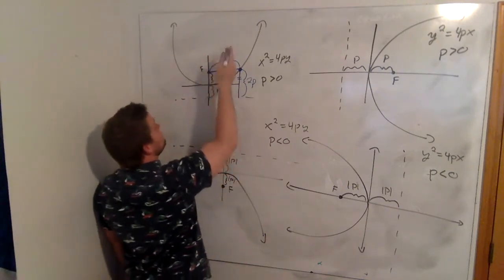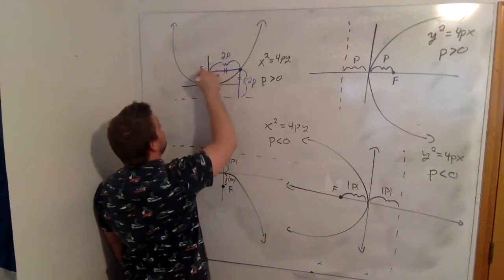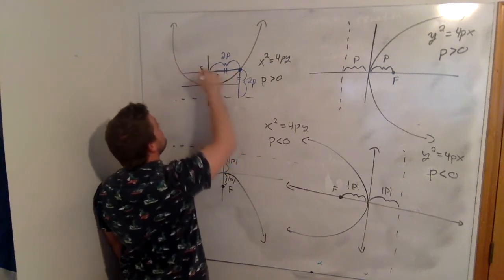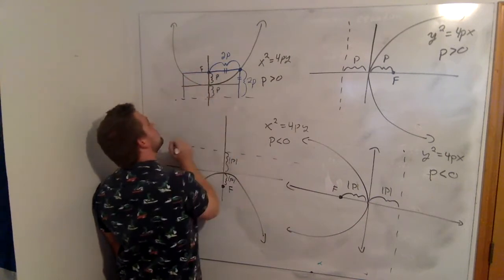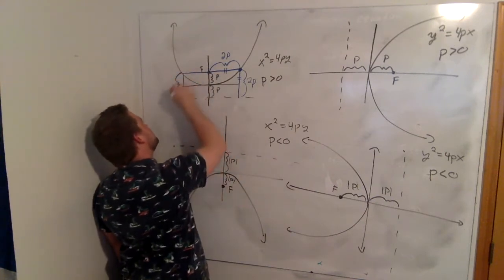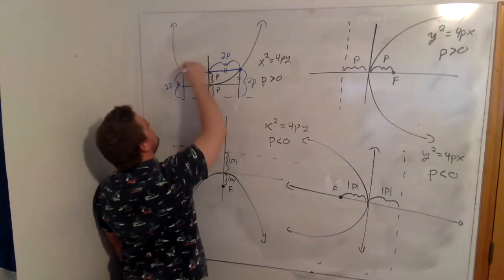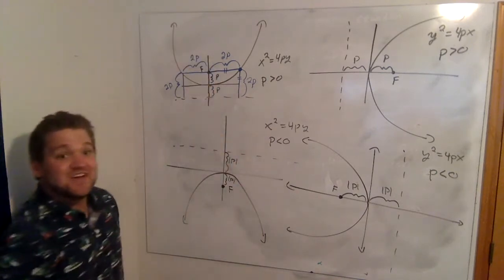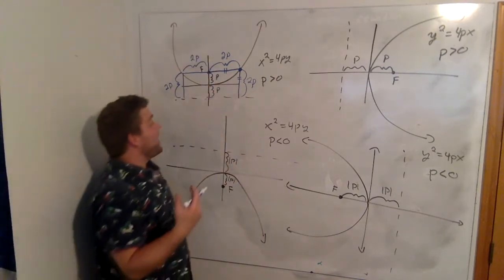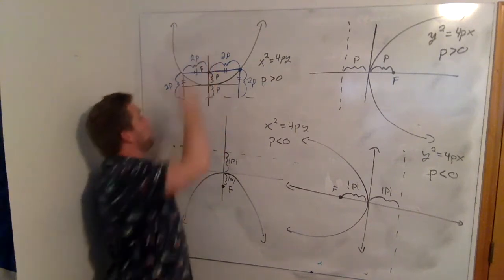Also, because the graph is symmetric, we could think about it like this. If we were to travel this way, and we wanted to know what this physical distance is, that's the same as this distance right here. If this distance here is 2p, then this distance here is also 2p. This is one reason, again, why parabolas are symmetric about the y-axis.